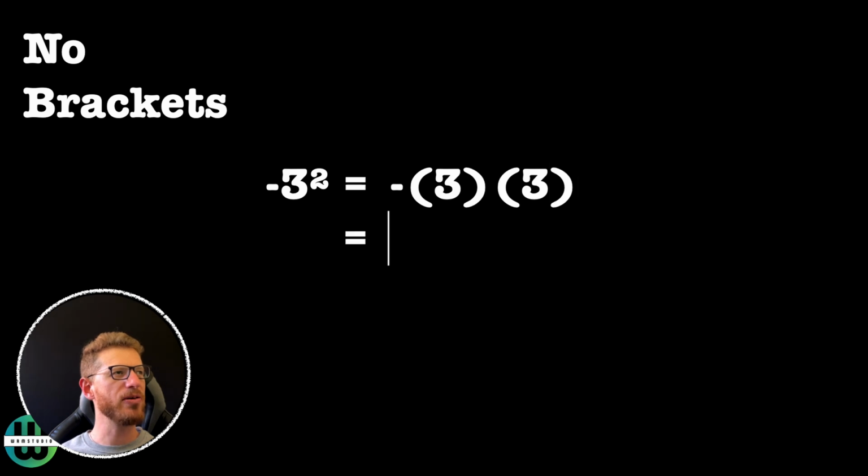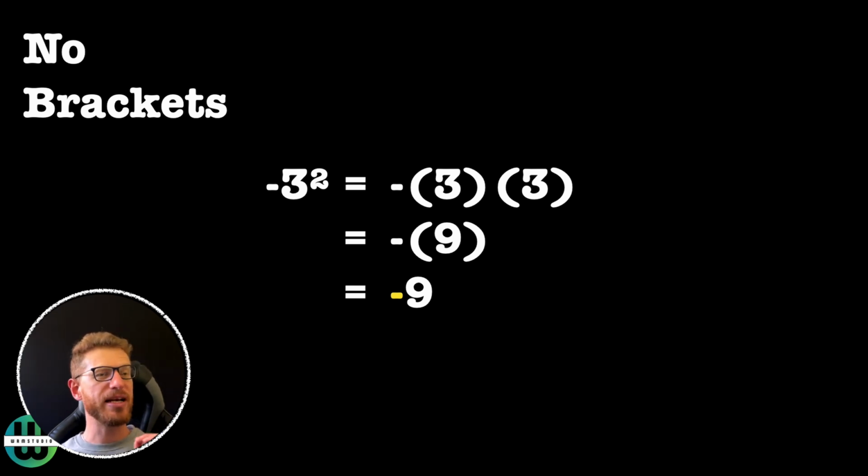Now let's have a look at when we have scenarios where there are no brackets. Okay, so here I have negative 3 to the power of 2. That negative 3 is not inside of brackets. How are we going to write this? Well, this is very important. I'm going to write the negative outside, and I'm going to have 3 times 3. So I'm not going to do two negatives because there are no brackets. So this is going to give me negative and 9, and that's going to give me negative 9.